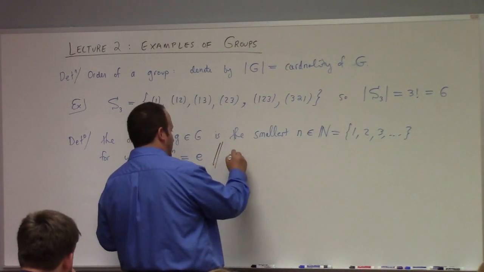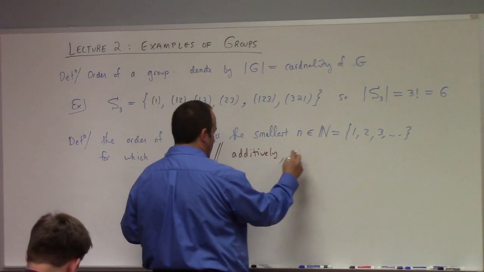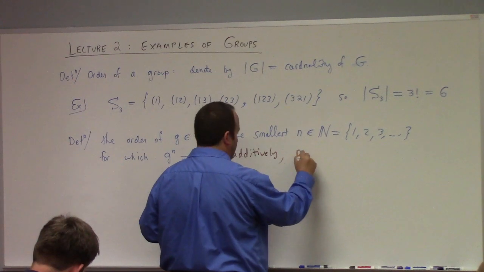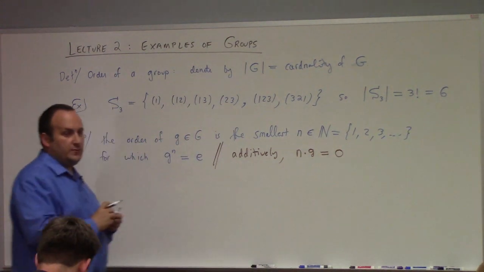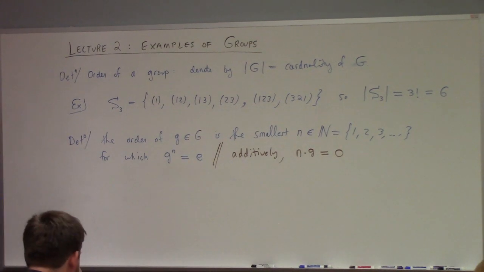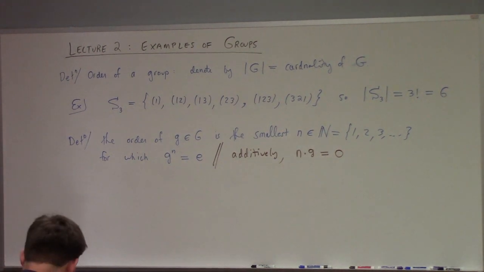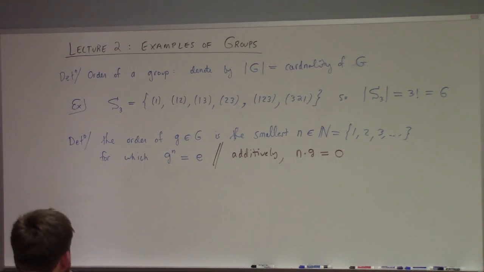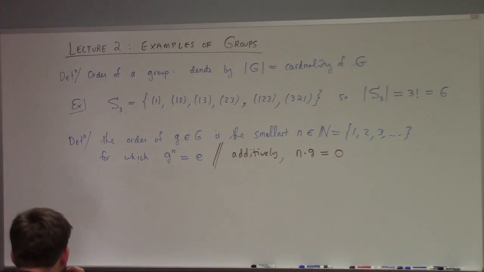In additive notation, it's the smallest n for which n times g is equal to 0. Where remember that n times g is just notation for repeated addition of g to itself: g plus g plus g, and so on. What does g to the n mean for the permutation group? If I take a permutation sigma, what does sigma to the n mean?